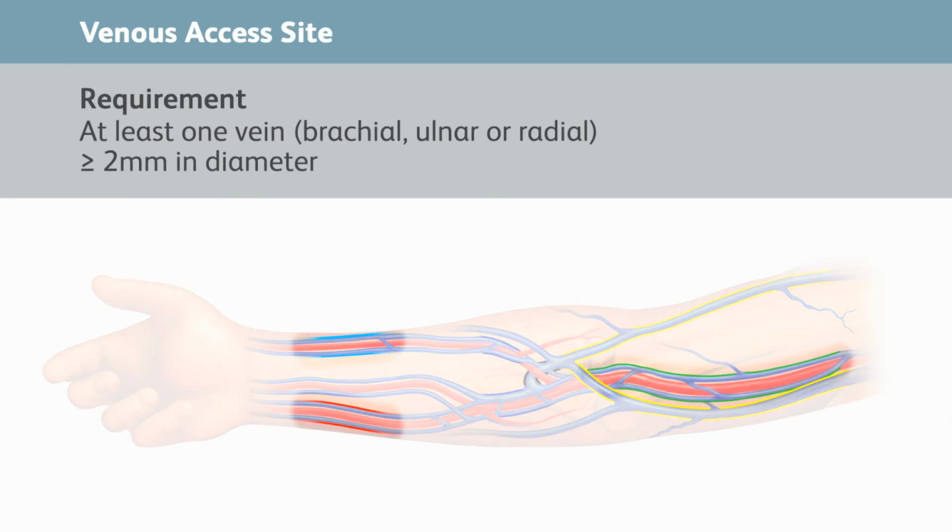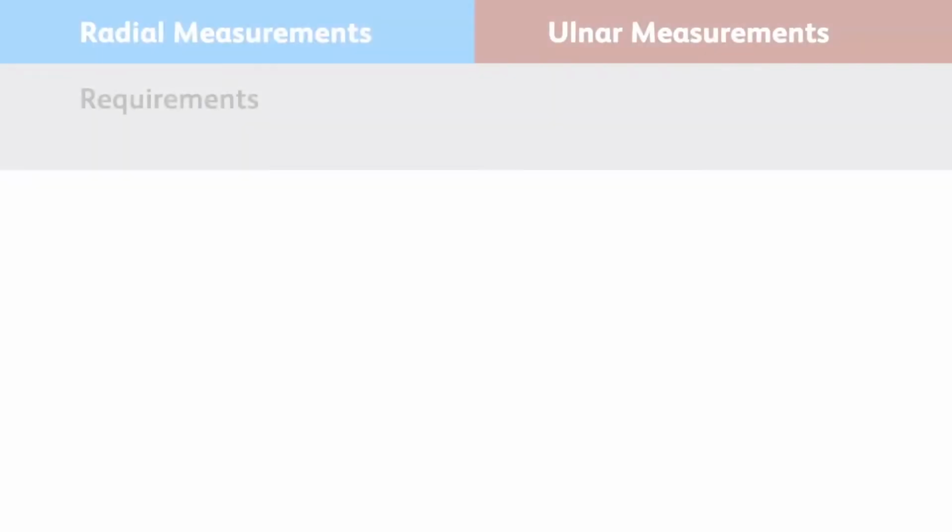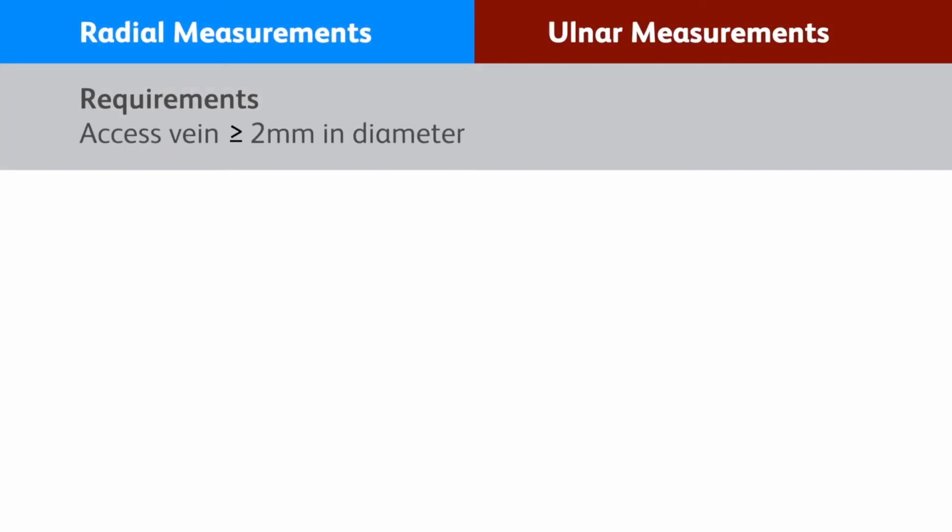One of the veins measured, upper arm brachial or ulnar or radial at the wrist, must be greater than or equal to 2 millimeters in diameter to accommodate the device, and the physician will decide which option is best for access. At this point in the vessel mapping screening, if the candidate has an access vein greater than or equal to 2 millimeters in diameter, they would be a candidate for the WavelinQ procedure.